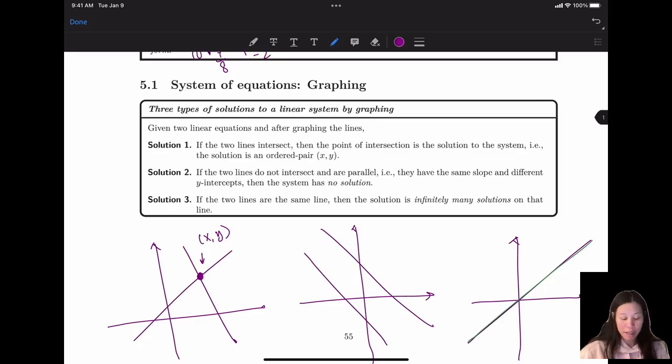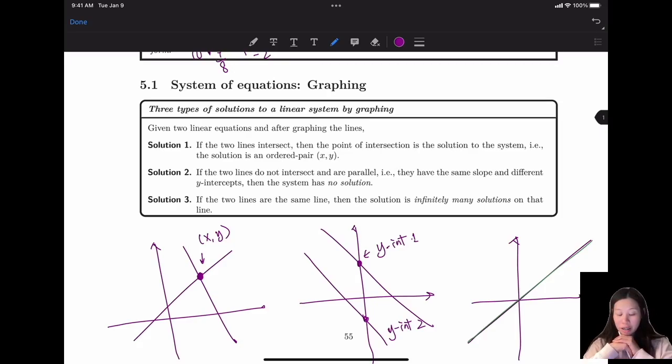Okay, the second case: if two lines do not intersect, which means they are parallel, they have the same slope and different y-intercepts. Since they're parallel, they have to have the same slope, but two different y-intercepts, y-intercept 1 and y-intercept 2. Then the system has no solution. Remember, the intersection is the solution. Since these two are parallel to each other, they have no intersection, which means there's no solution.